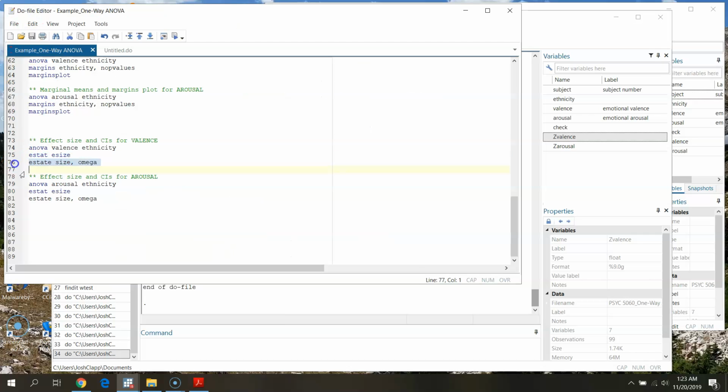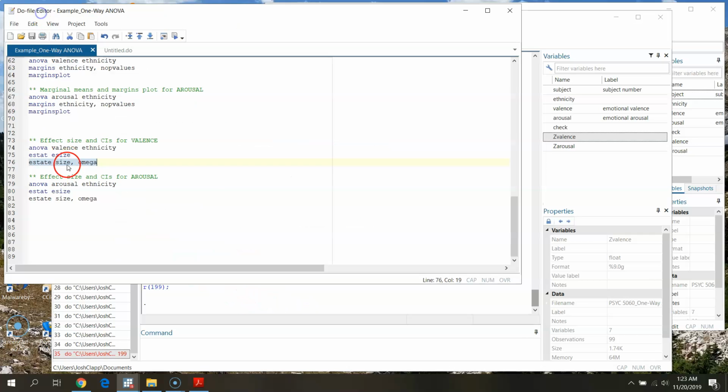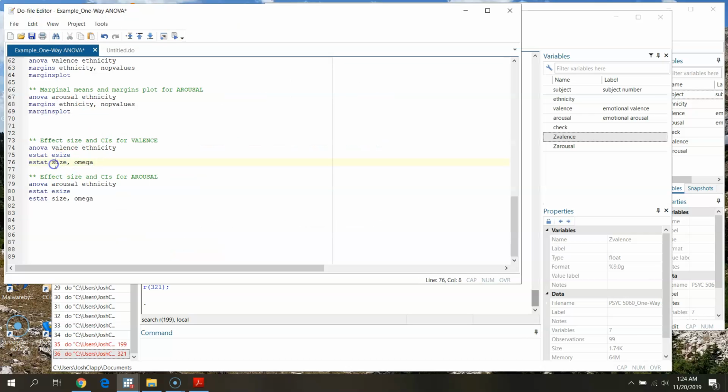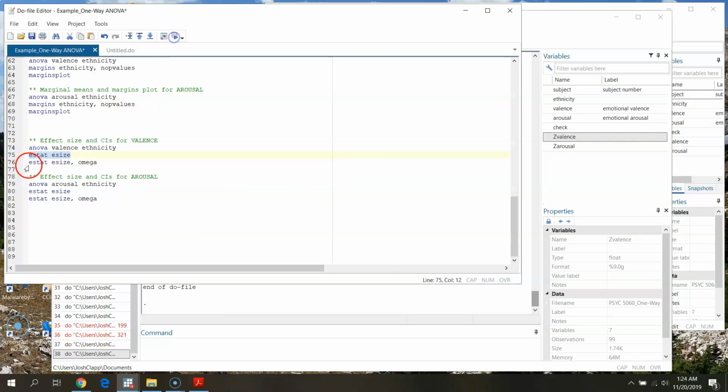So what we can do instead is rerun estat esize, but this time we're going to specify omega. Estat esize omega. There we go. Okay. So I'll run this just for a quick comparison, so we do a little side by side.